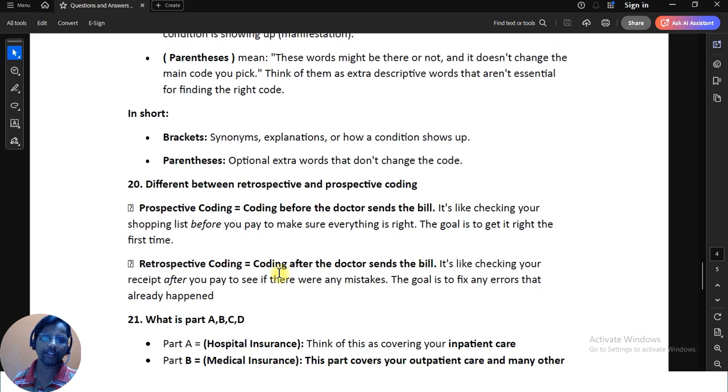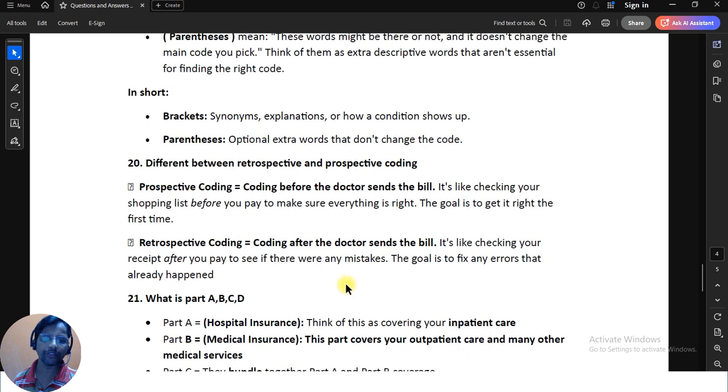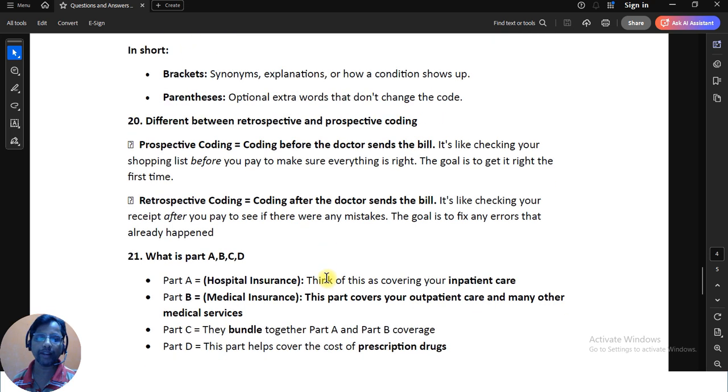Next is the difference between retrospective and prospective coding. Prospective coding means coding before the doctor sends the bill. Okay, it's like checking your shopping list before paying to make sure everything is right. The goal is to get it right the first time. Retrospective coding is coding after the doctor sends the bill. It is like checking your receipt after you pay to see if there were any mistakes. Okay, the main purpose of retrospective coding is to fix any errors that already happened.